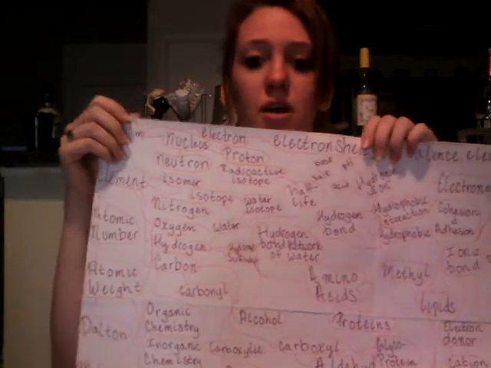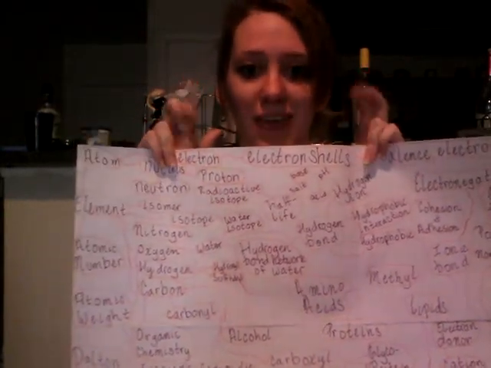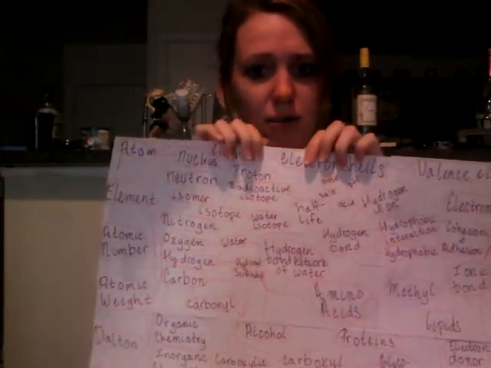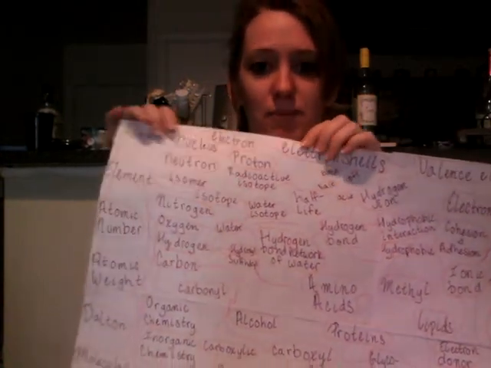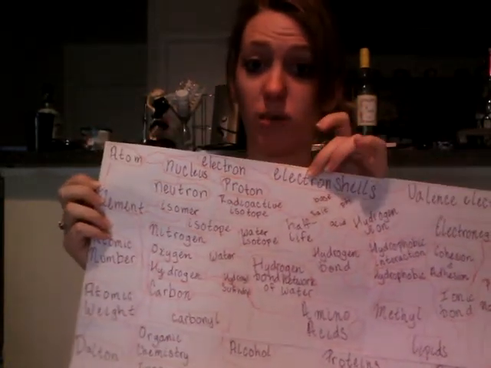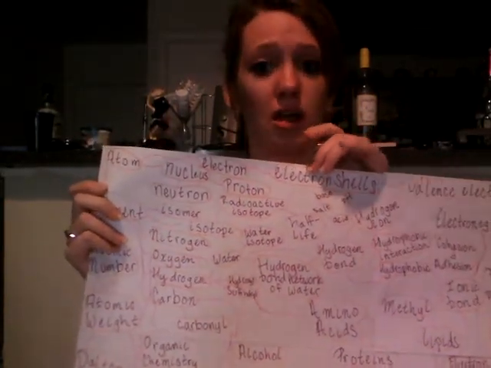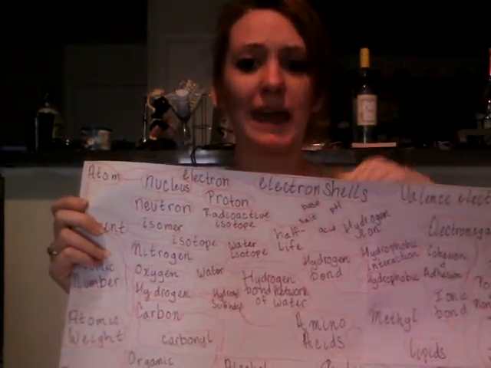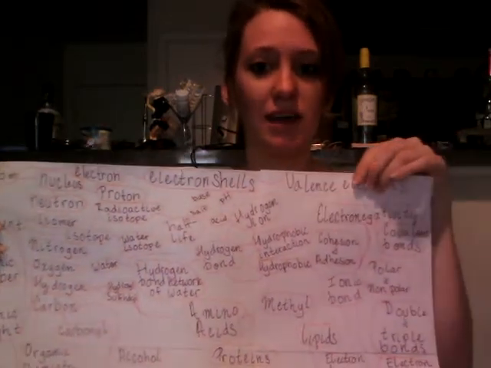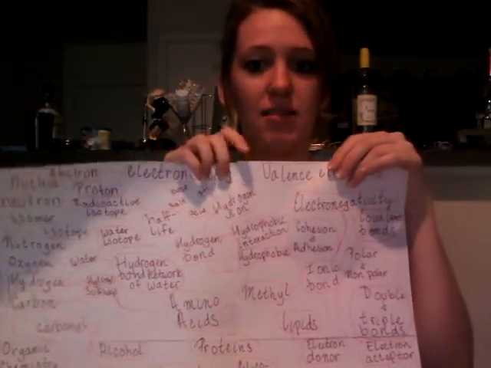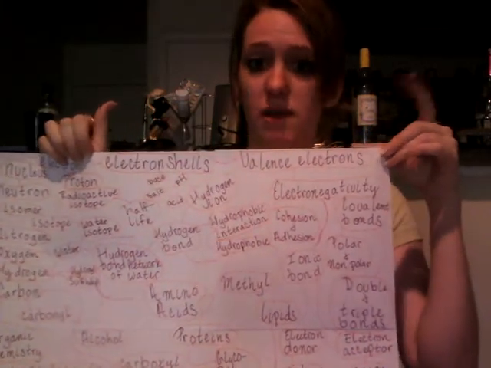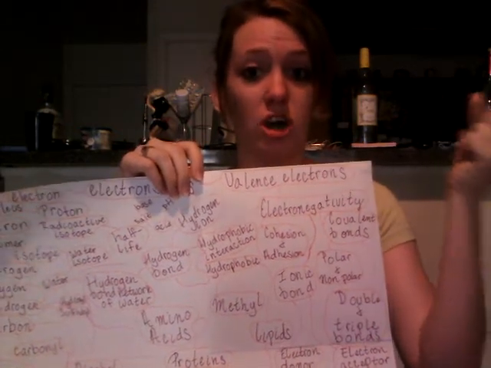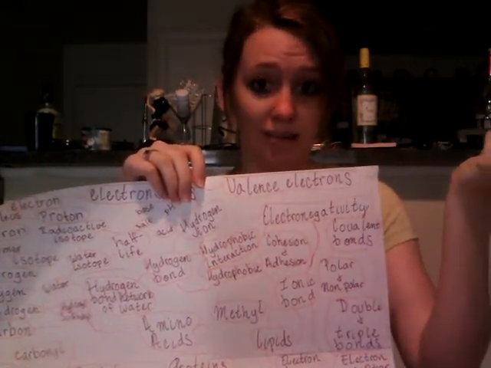The electrons live in their electron shells, which surround the nucleus. Each shell can only hold a certain amount of electrons. Like the first shell can only hold 2, the second shell can hold 8, and so on and so forth. The valence electrons are the outermost electrons of any atom. Like hydrogen only has 1 electron, so that 1 electron is its valence electron.